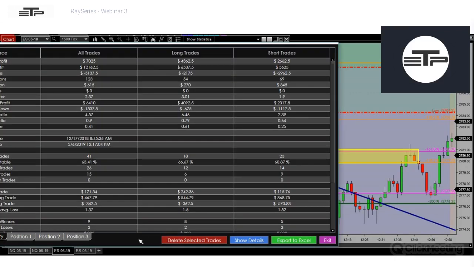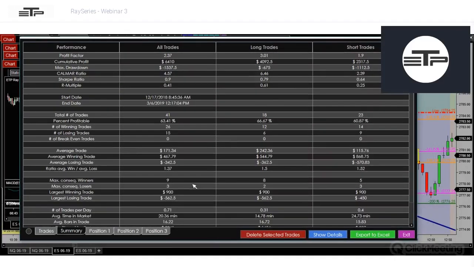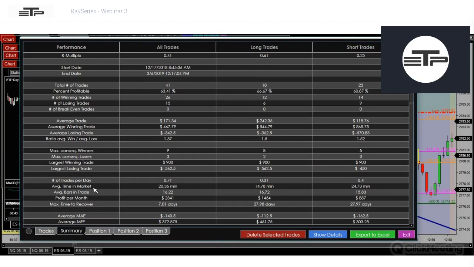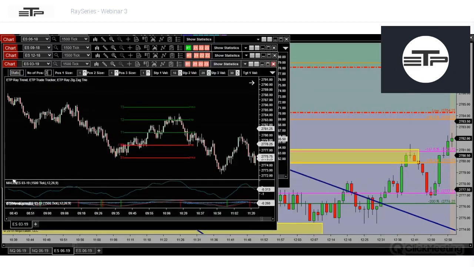Actually, I forgot to show you guys the average time in trade. The average time in the market per trade is 20 minutes. So this is semi-quick in and out. This is literally day trading. It's not scalping, but it's day trading. So 20 minutes is quite good for average time in trade.